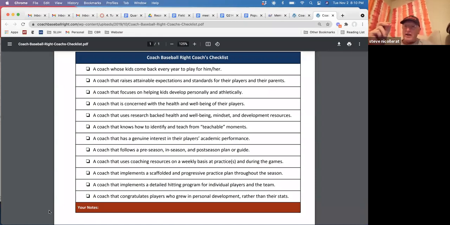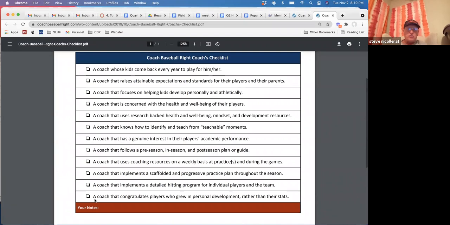Holy cow. What a teachable moment, not for her, but for the girls on my wife's team. So identifying teachable moments and then taking advantage of them, making sure that we're concerned and maybe we set some expectations for academic performance. There's a preseason, in-season, postseason plan or guide that coaches should be aware of, using the coaching resources like Coach Baseball Right on a weekly basis at practice and during the games.